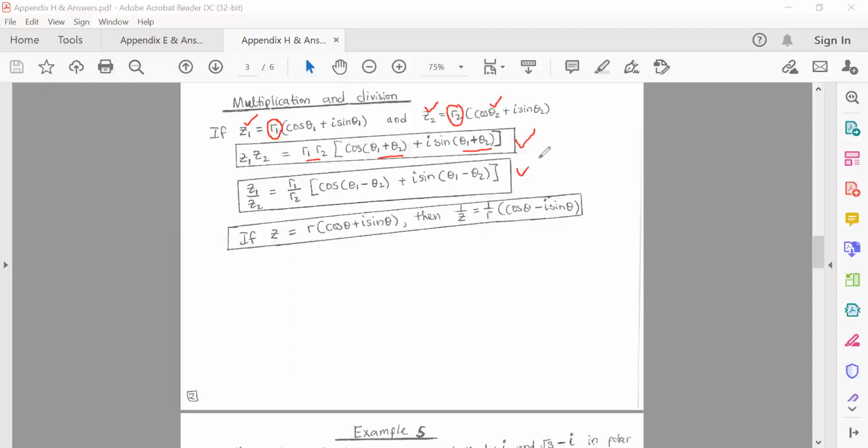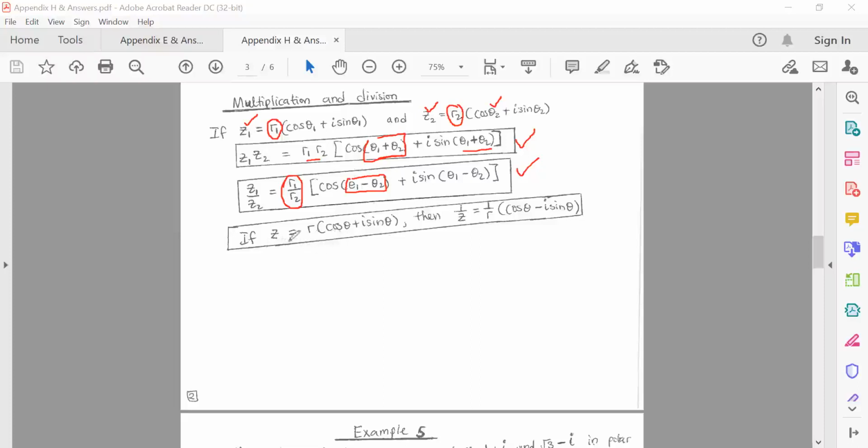Now for division, see how it works. Again, you see R1 over R2. Remember, those are the moduli. And then you say cos, now you subtract. So when I'm multiplying, I'm adding the theta values. When I'm dividing, I'm subtracting the theta values. But for this to work, both complex numbers need to be in polar form.